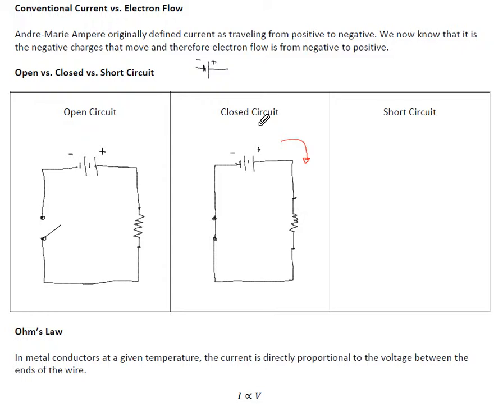So all future examples are going to use conventional current, but just be aware it depends on your teacher. If your teacher decides to teach using electron flow, the math is all going to be the same, they're just going to draw arrows from negative to positive instead of positive to negative.